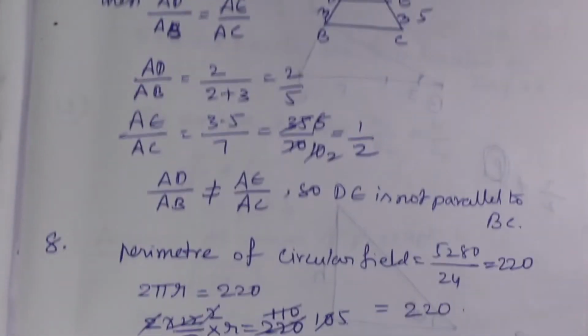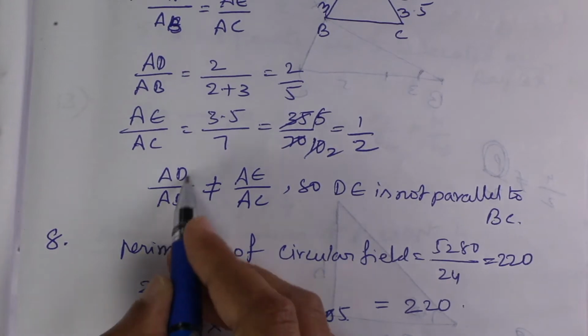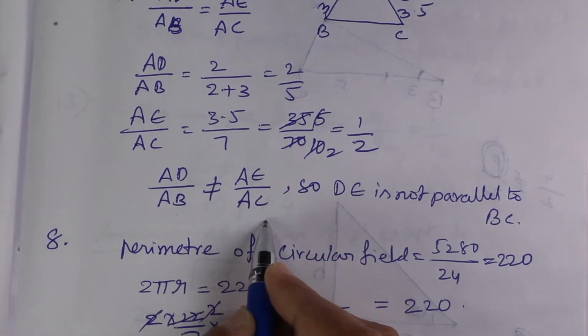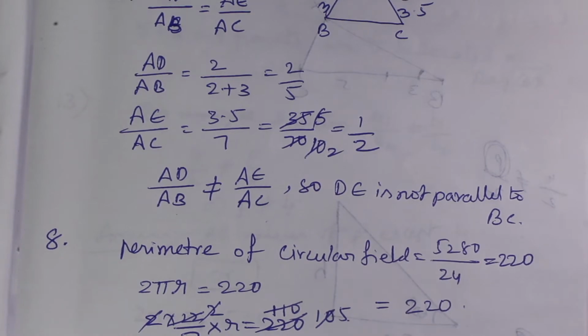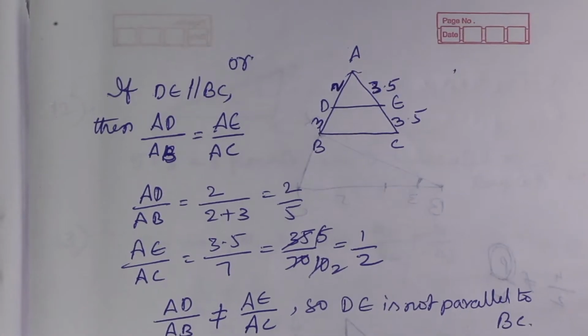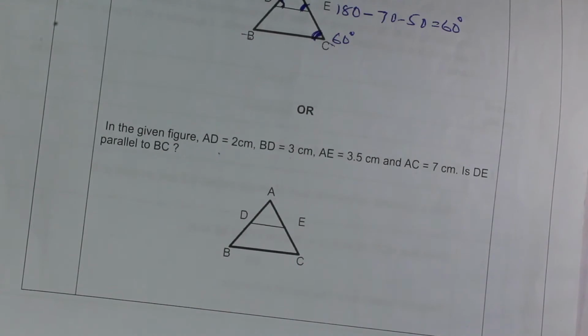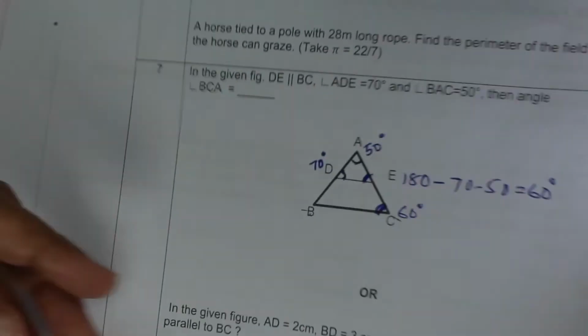2. So here we see that AD by AB is not equal to AE by AC. So DE is not parallel to BC. The basic proportionality theorem is not satisfied. Hence the line DE is not parallel to BC.